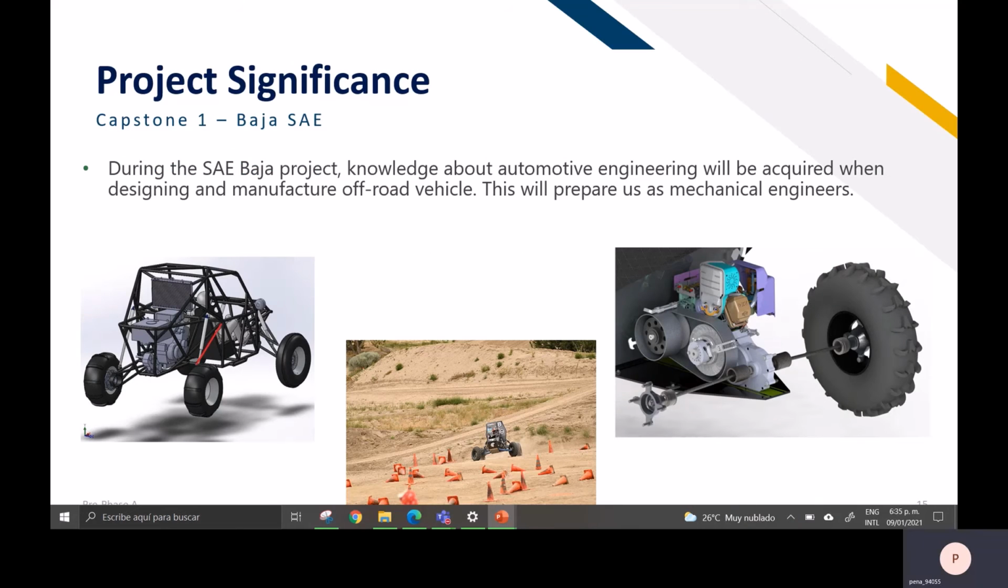Project significance. During the SAE Baja project, knowledge of automobile engineering will be acquired when designing and manufacturing off-road vehicles. This will prepare you as a mechanical engineer and help you to better understand the function of the all-terrain vehicle. With this experience, we can develop and work in a car factory and innovate the concept for the manufacturer of vehicles.